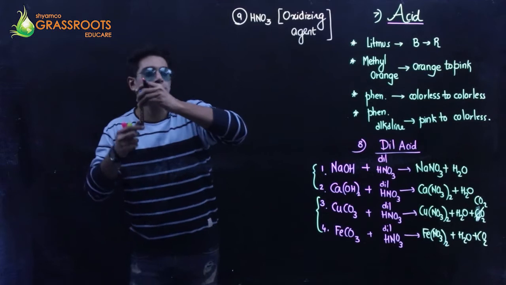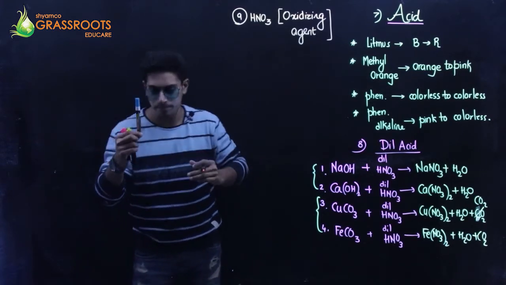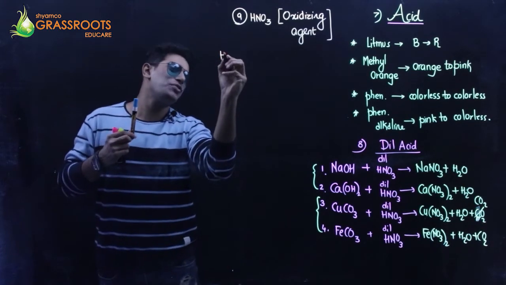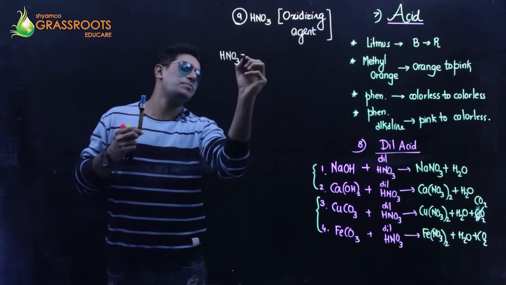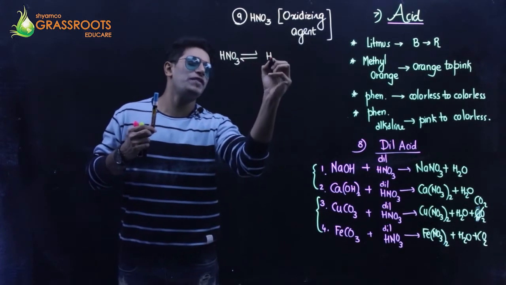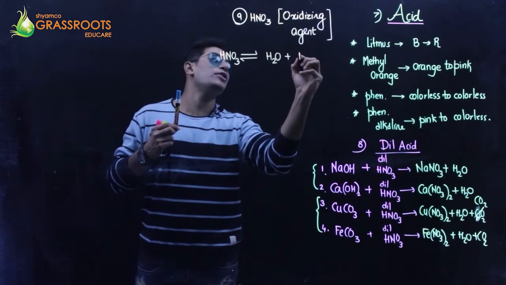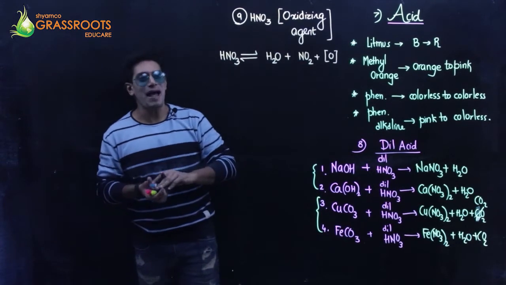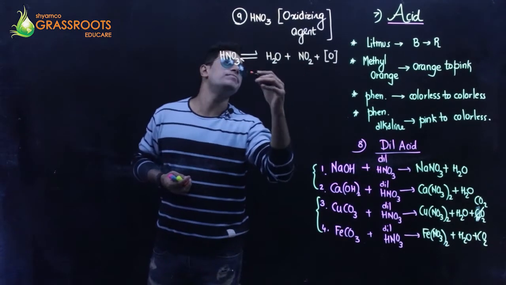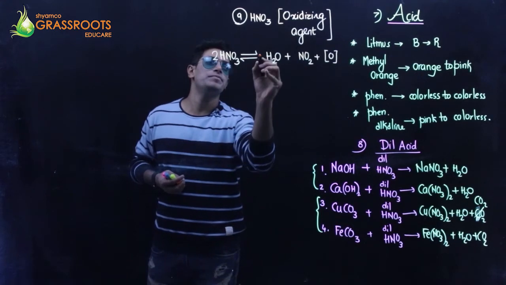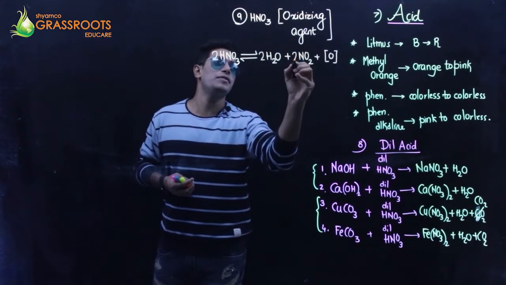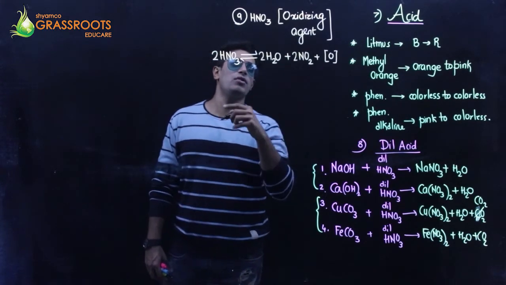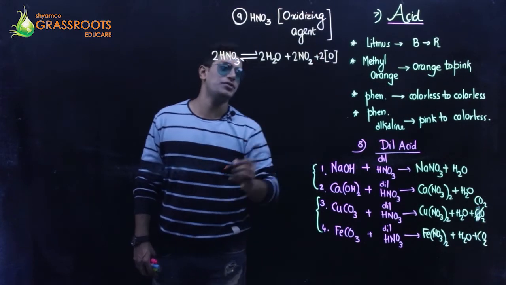Look, I take a test tube. Guys, this is a test tube. In this test tube, we have HNO3. HNO3 decomposes to give H2O plus NO2 plus nascent oxygen, as I said. Now, if you balance this equation, if you make a 2 out here, there will be 2 out here, and there will be 2 out here. Is that okay? No, it's not okay. This is nascent. It has to be 2 out here.